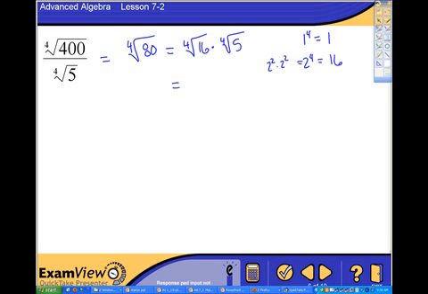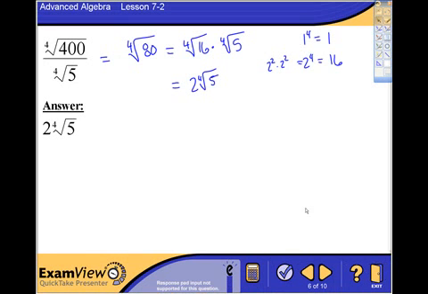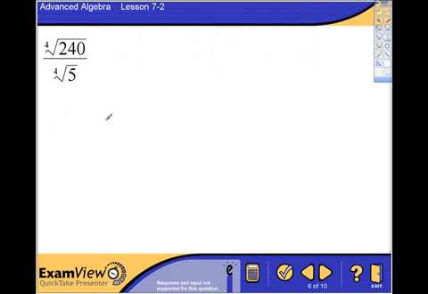So this all simplifies to the 4th root of 16, which we know to be 2. So it's going to be 2 4th root of 5. And we'll check that. There we go. Why don't you try one of these here real quick? Let's get the recording going again here.